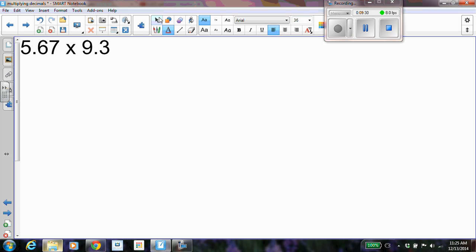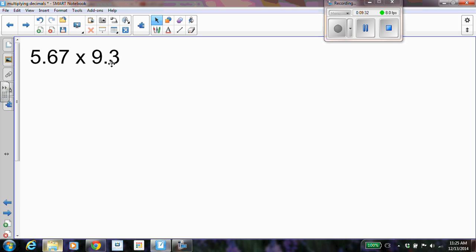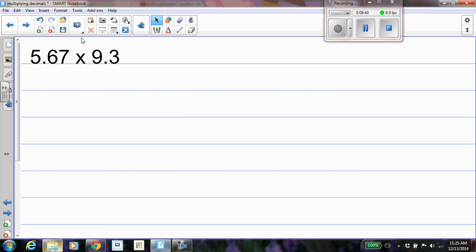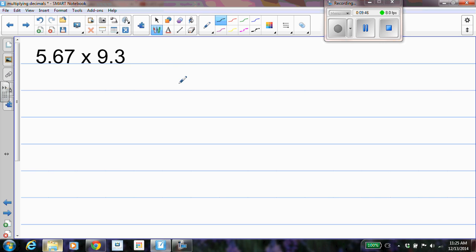So I have a new problem. This one's a little bit longer. Now I'm definitely going to use my paper graphic for this one, simply because it keeps us neat. You know, those lines are very, very helpful for us. So let me go ahead and set it up. This is going to be long multiplication.